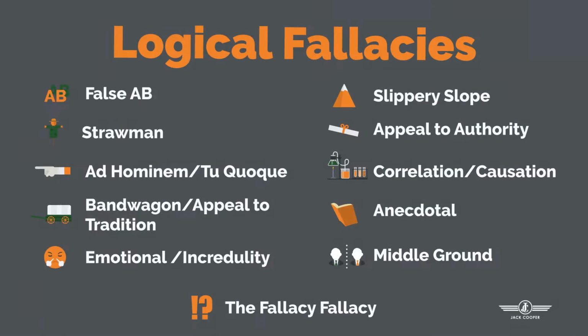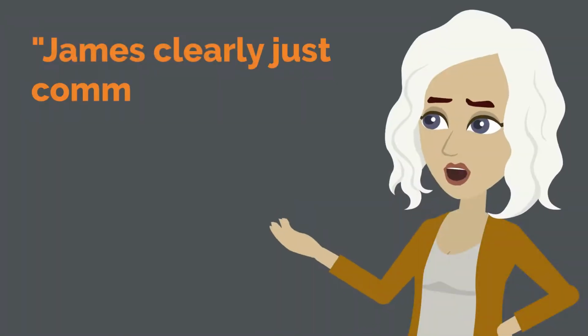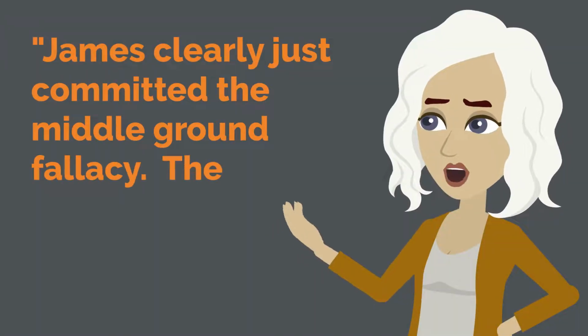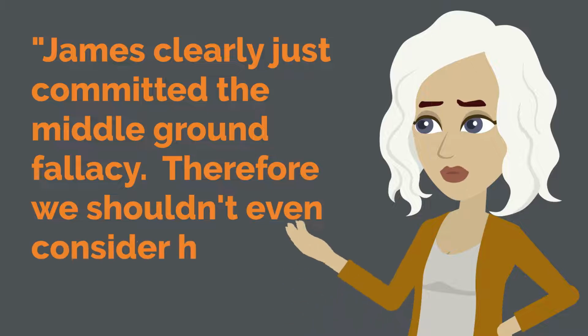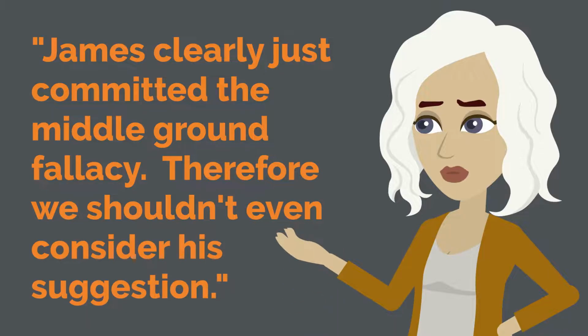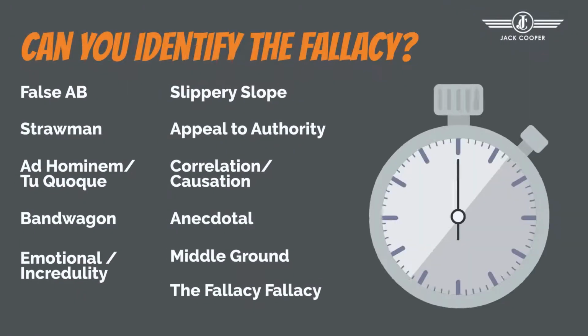Before we define our last and final fallacy, see if you can spot the problem with the following argument. Jane, in response to James' proposal to purchase offering A and not offering B, states, "James clearly just committed the middle ground fallacy. Therefore, we shouldn't even consider his suggestion." Can you guess the fallacy used in Jane's position?